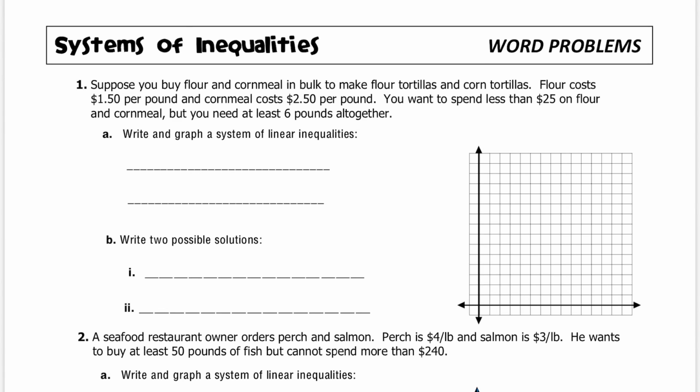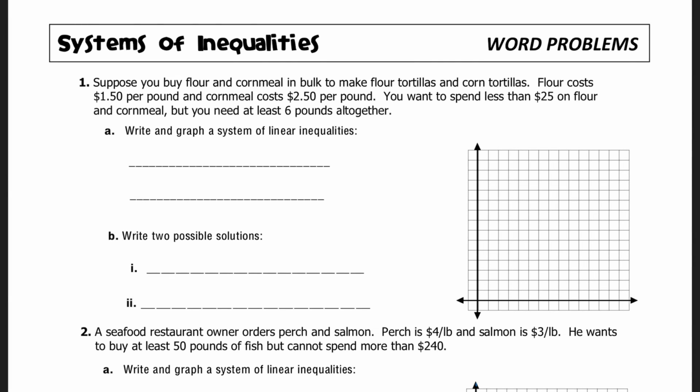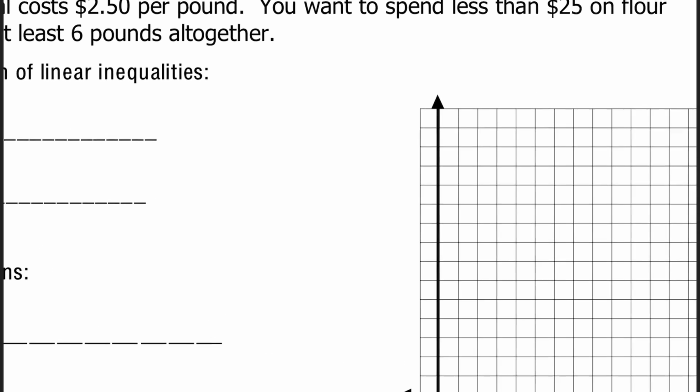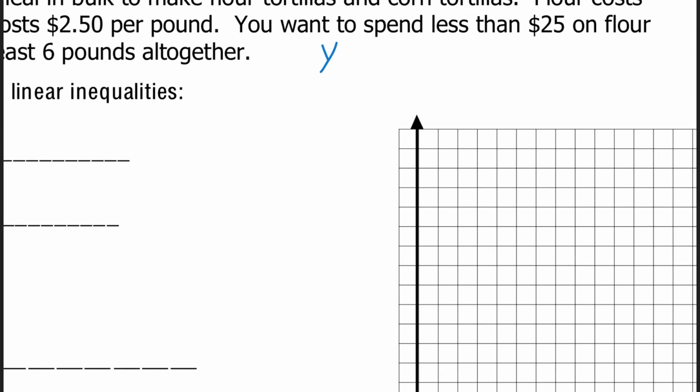It says, suppose you buy flour and cornmeal in bulk to make flour tortillas and corn tortillas. Flour costs $1.50 per pound and cornmeal costs $2.50 per pound. You want to spend less than $25 on flour and cornmeal, but you need at least 6 pounds altogether. So remember, when we have a system, what we need to do is identify what our X and Y are going to be. So I am going to zoom in right here, and I'm going to say that X is going to be flour and Y is going to be cornmeal.